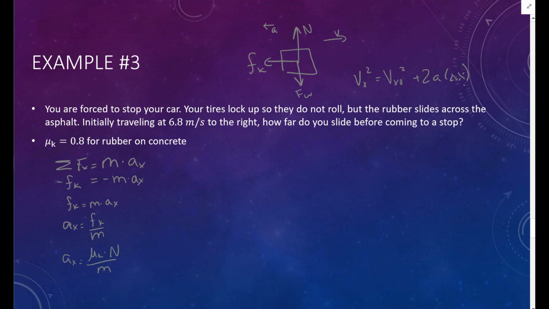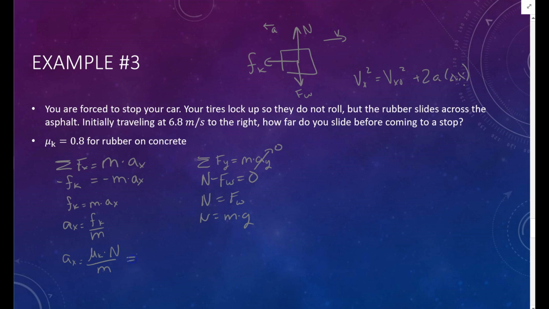Do we know our normal force yet? No. So we need to go ahead and apply Newton's second law in the y direction. We know the car's on a flat level road, so we have no acceleration in the y direction. That term is 0. My only forces acting on it are my normal force and my weight. So my normal force in this particular instance is our weight. So my normal force is equal to m times g.